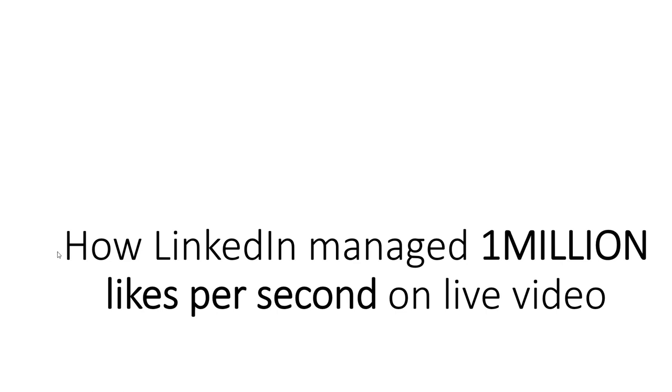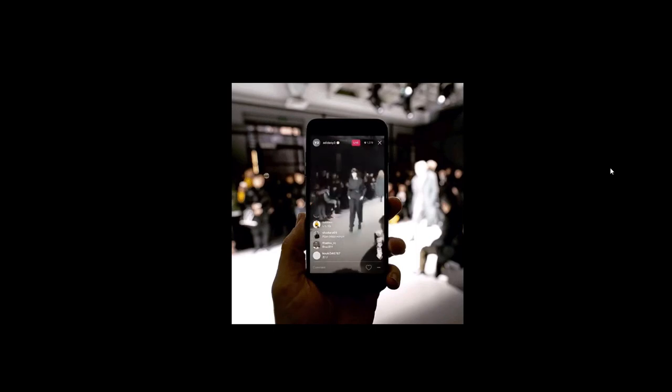So let's start. The problem statement is: you are watching a video on LinkedIn, and while you are watching, you can also see the real-time likes which people are doing, and also the real-time comments which people are posting on that video. How did LinkedIn manage to do it? Let's see the software design, what problems they faced, and what we can learn.